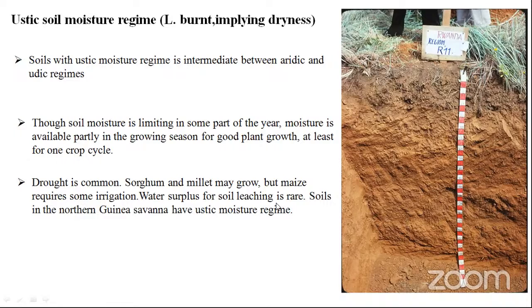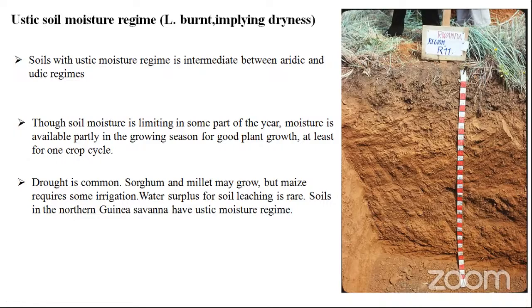Water supplies and leaching are very rare, students, because the moisture content is very lightly available. And where is the chance for leaching? The soils of this northern savanna, we can see this type of ustic soil moisture regime. So the moisture is very limited. Moisture will be there, students, and dryness also will be there, but the moisture is very less.